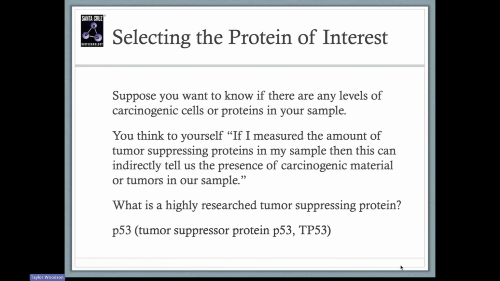Well, a really highly searched tumor suppressing protein is P53. It's also called tumor suppressor protein P53 or TP53. So we could say, all right, here's what I'm wanting to do with my research. Now I basically have a protein of interest, and my protein of interest is P53, this tumor suppressor protein.